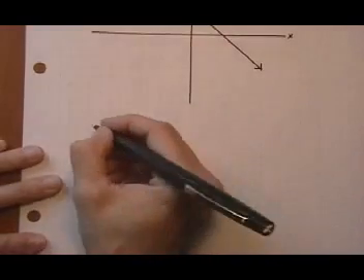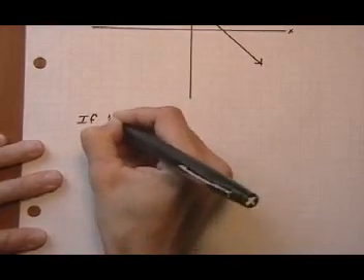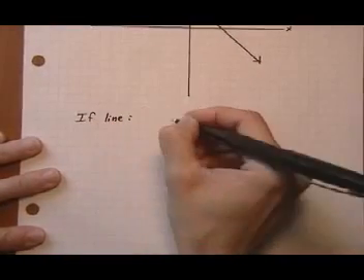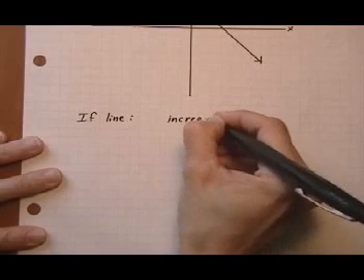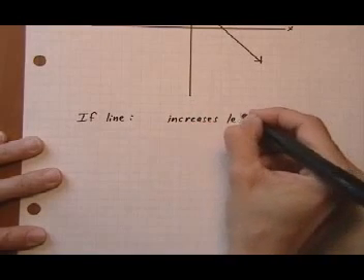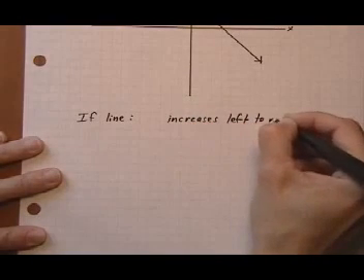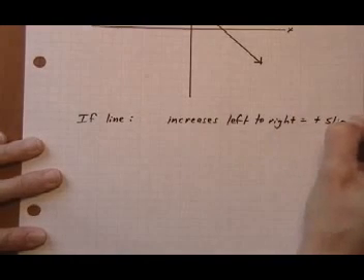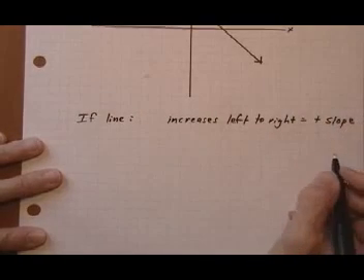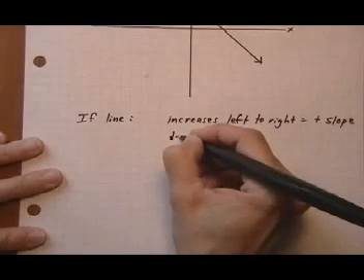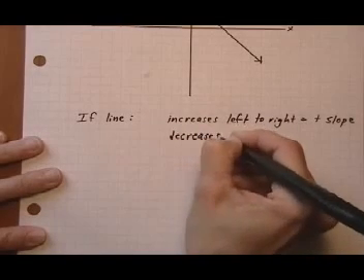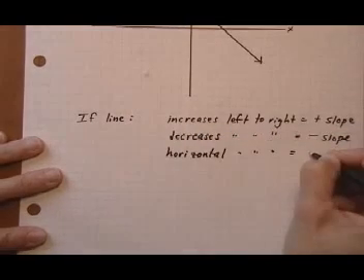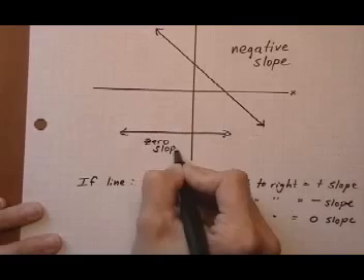General rule of thumb: if a line increases left to right, you get a positive slope or a plus slope. If the line decreases left to right, you get a negative slope. If the line is horizontal, you get 0 slope.